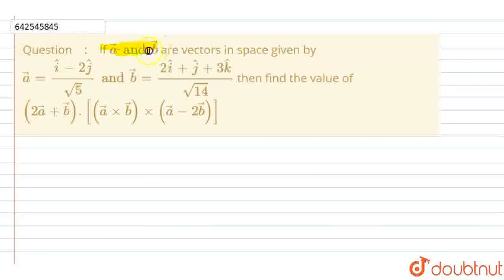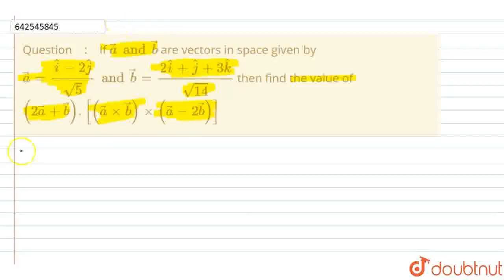One question is, if a vector and b vector are vectors in space given by a vector is equal to i cap minus 2j cap divided by under root 5 and b vector is equal to 2i cap plus j cap plus 3k cap divided by under root 14, then find the value of (2a vector plus b vector) dot (a vector cross b vector) cross (a vector minus 2b vector) is equal to.